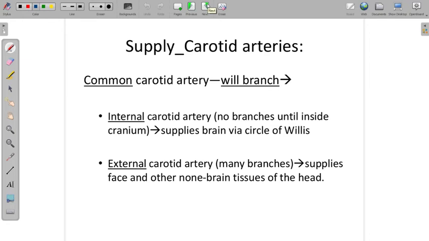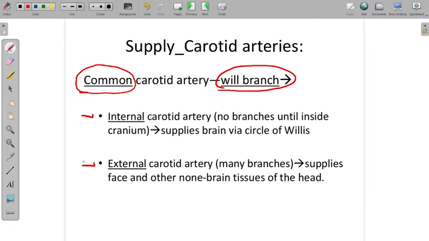So let's start with the carotid arteries. And their supply, they're arterial, carrying arterial blood toward the head. Common in a name, particularly with arteries, means that it's going to branch. So if we have a common carotid artery, we know that it's going to branch into the internal carotid and the external carotid.